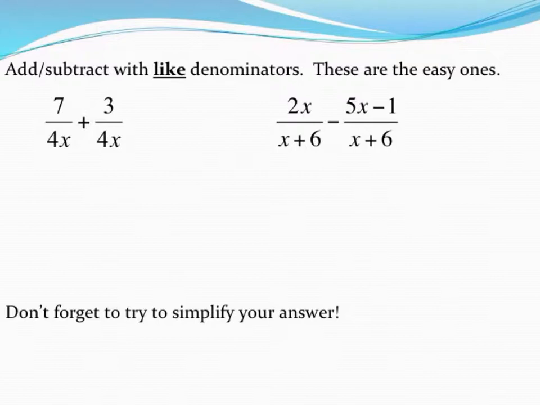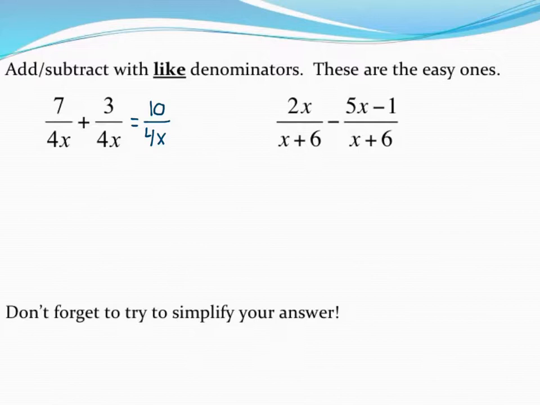When you do have a common denominator, then all you need to do is add straight across or subtract the numerator. So in this case, 7 plus 3 gets us 10 for the numerator. The denominator stays the same. Your common denominator does not change once you have it in place. So 10 over 4x is what I get when I add these two fractions together.